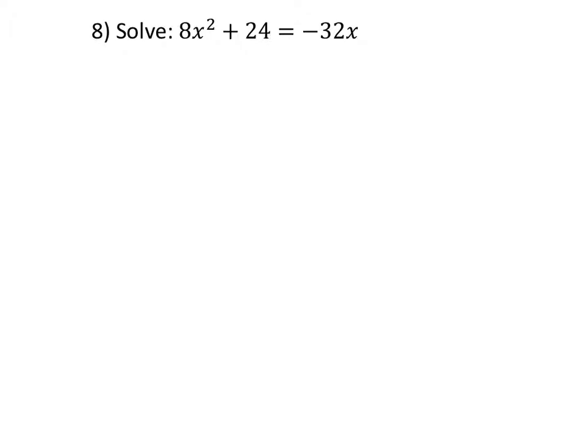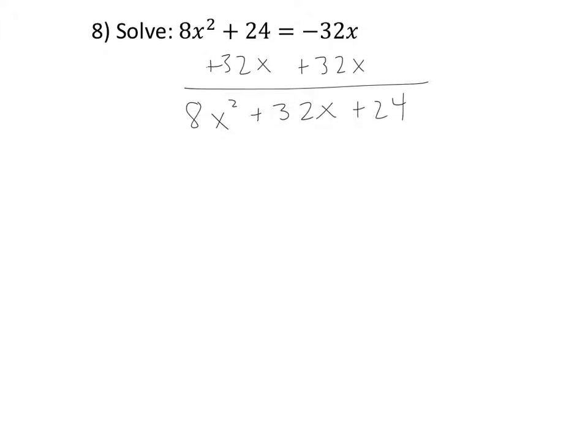Number 8 says solve, so I know that I'm going to first try and get my equation equal to 0. So I'm going to add 32x to the other side and get 8x squared plus 32x plus 24. So making sure I again equal 0, put them in descending order. So A is 8, B is 32, and C is 24. And I know I'm going to use the snowflake method to factor because 8 is in front of x squared.